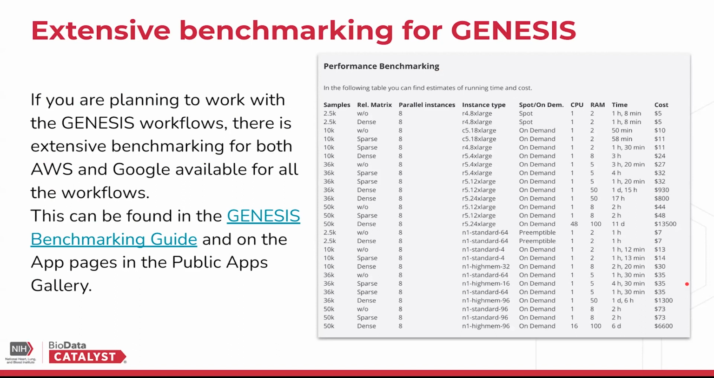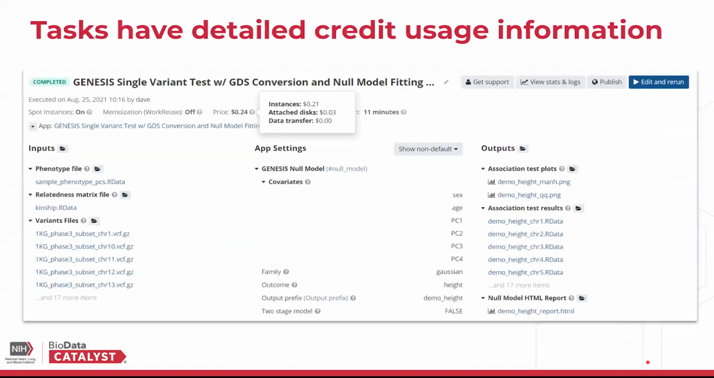These are sort of highly optimized. They'll work on Google. If your data's on Google, they'll work there. If you're on AWS, they'll work there as well. In fact, there's a guide in our BD Catalyst Git book called Genesis Benchmarking Guide, which talks about how the tools were benchmarked and how they were optimized, and how much they'll actually cost you too, depending on the number of samples, depending on the status of your relationship matrices and some other parameters. So that could dramatically affect the cost as well. But this is already an optimized workflow.